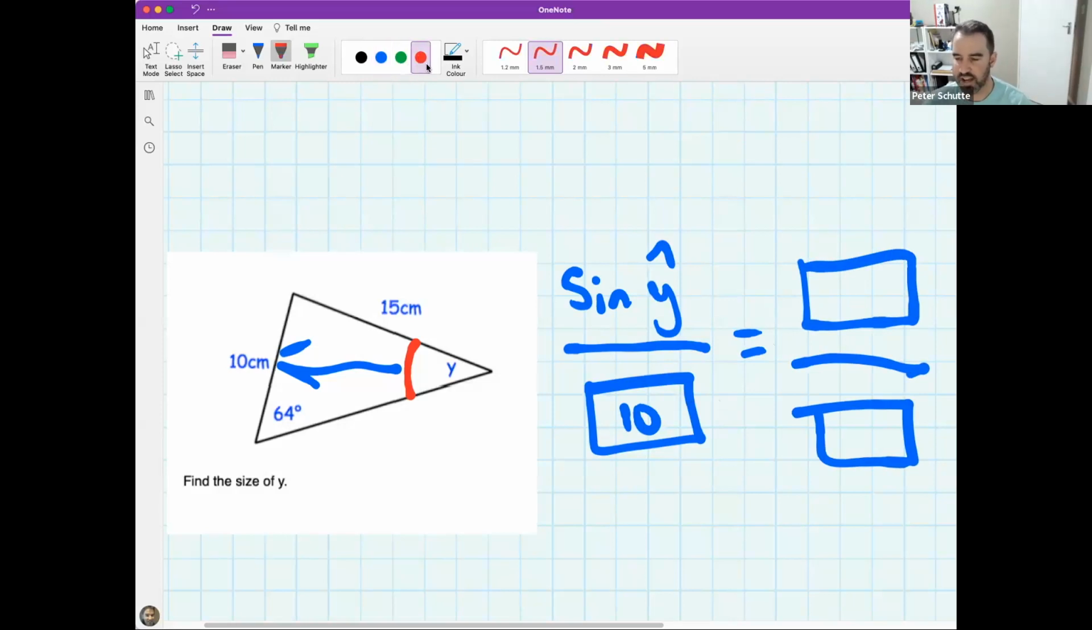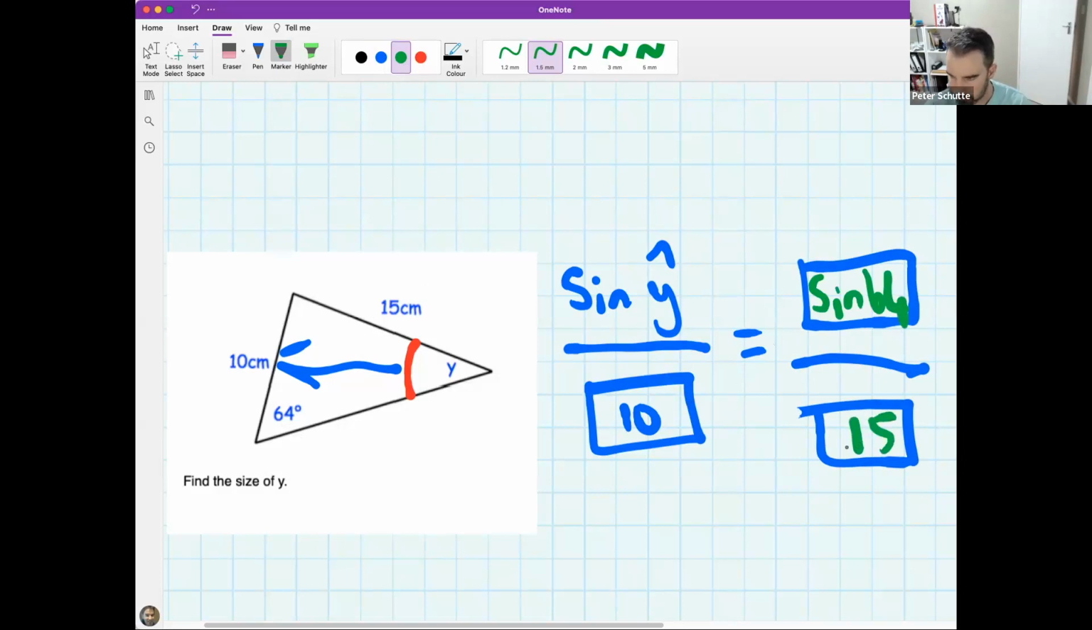Using the ideas of the sine rule that you've seen so far, the only other matching pair that I can see, it looks to me like 64 and 15 are involved. I must make sure I write down the right. So sine 64 over 15.